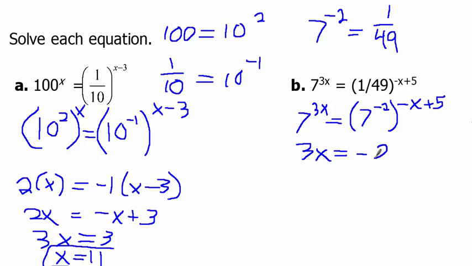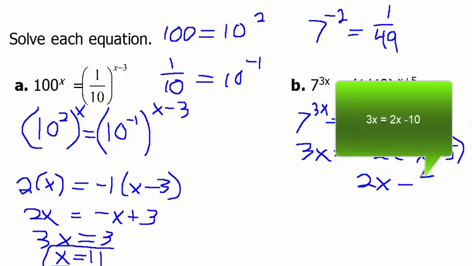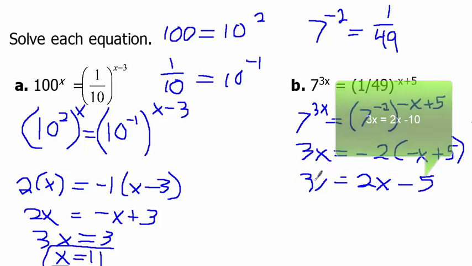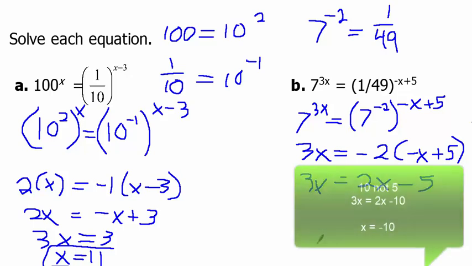Negative 2, and this part is in parentheses. Because I'm going to distribute that, that's going to become 2x minus 5. Subtracting 2x from both sides, and x equals negative 5.